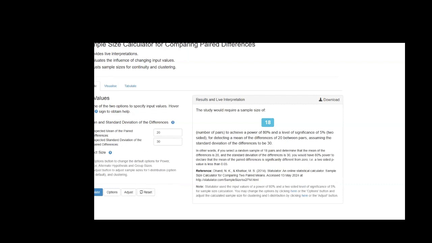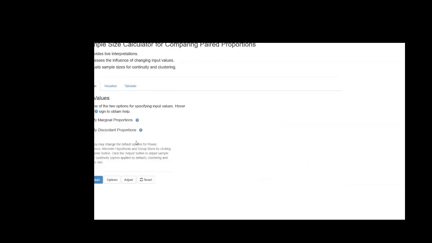Now we come to the sample size for calculating the paired design for proportion. When you go for the proportion, it will ask two things based on: specify marginal proportions or specify the discordant proportion. So what is the meaning of marginal proportion and what is the meaning of discordant proportion? That I have explained, I will try to explain.